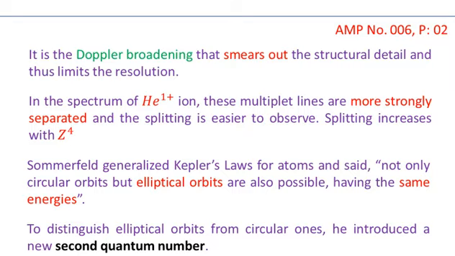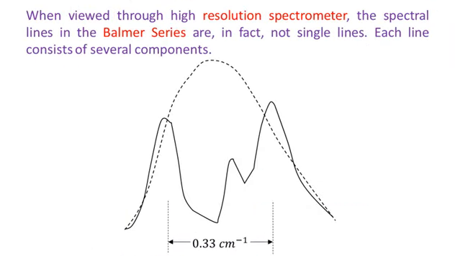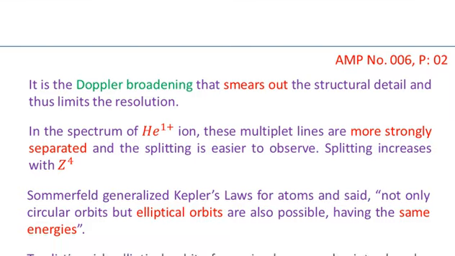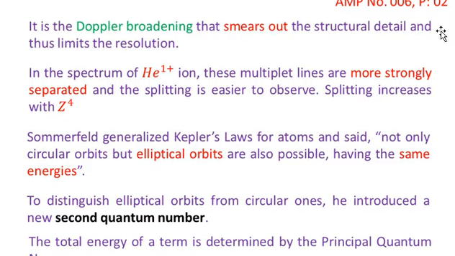So you see that here the splitting is shown, but if you are talking about such a similar structure for the helium singly ionized ion, then of course this separation will be much broadened because helium has a greater atomic number. And so the splitting goes as Z to the power 4.